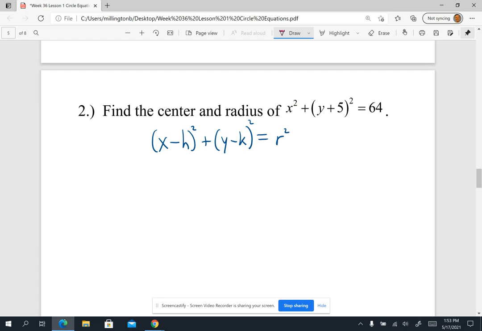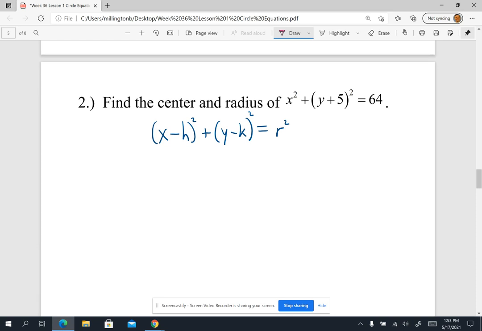All right, let's look at another example. Find the center and radius of x squared plus y plus 5 squared equals 64. So I want you to pause the video here and try to write out the center and radius, and then check. Welcome back. Hopefully you've written this out, and now you're just checking your work.